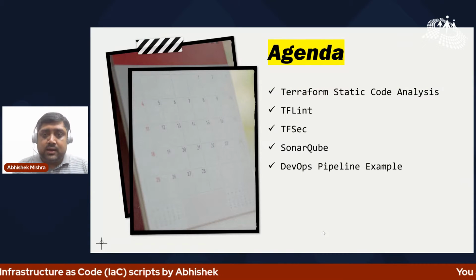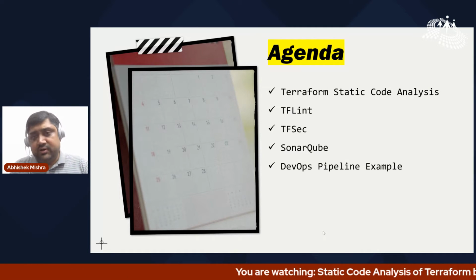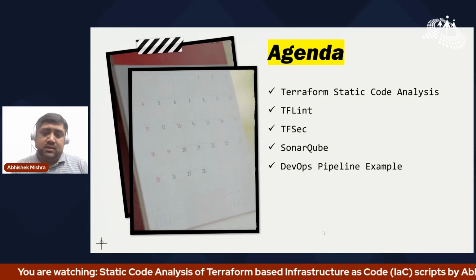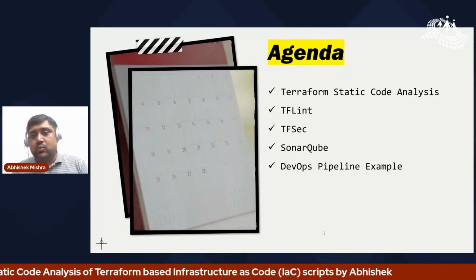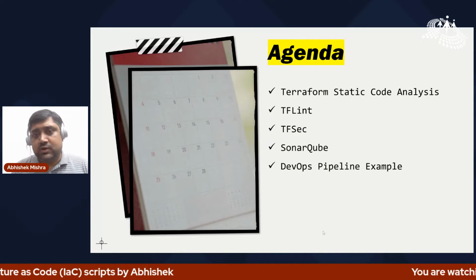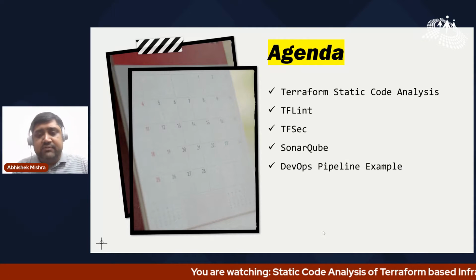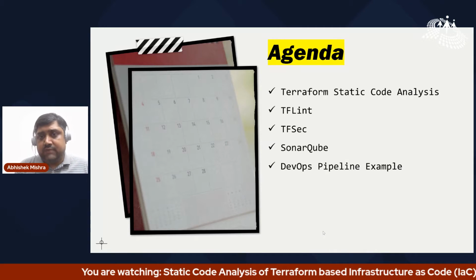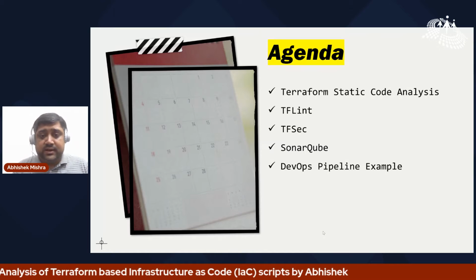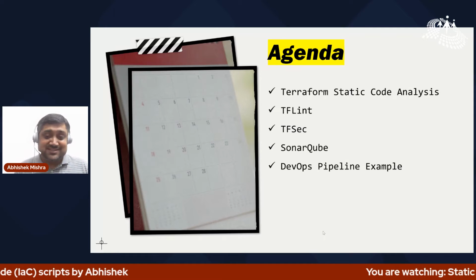Today I'm going to speak on the bullet points you see here. I will give a brief introduction of what static code analysis is. Then we will see what value it brings to the Terraform world, or rather why we need it in the first place. Then we will dive into Terraform static code analysis tools like TFLint and TFSec, then the most popular, SonarQube, because when we talk about static code analysis, we can't park SonarQube.